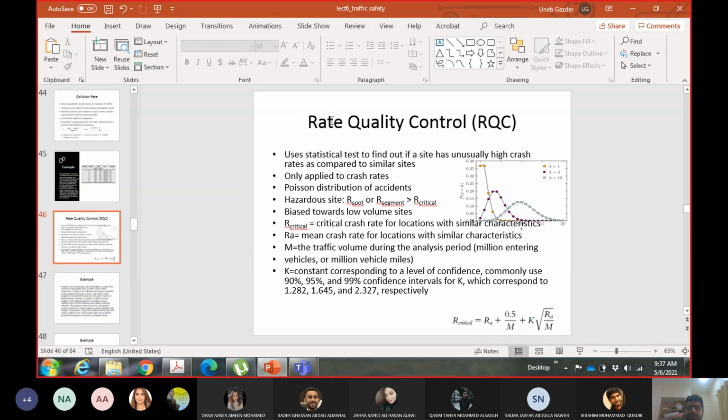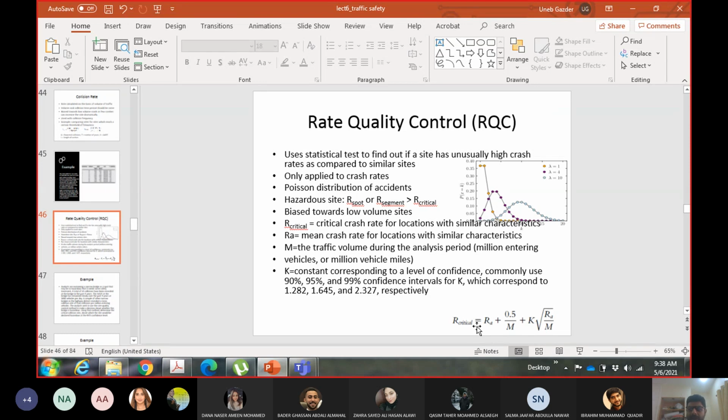Then the next method is the rate quality control method. In the rate quality control method, you are comparing statistically between different sites. So you calculate the crash rate of similar sites, all of them, then you calculate their mean, then you can calculate a critical value, that you can be this much above the mean to be called a normal site. That critical value is calculated using this equation. This is an equation to calculate the critical rate of crashes for all similar sites.